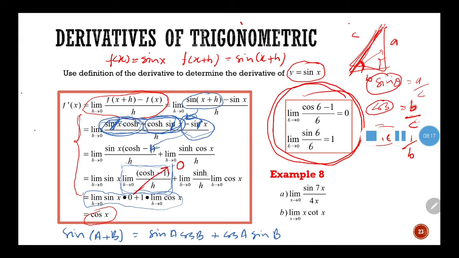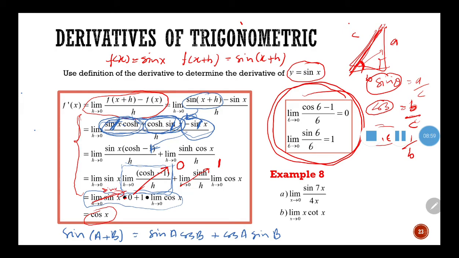And another term, we have the limit of sin h over h as h approaches 0. This term is equal to 1. Good. So that's why here I write times 0 plus 1 times the limit of cos x. So the limit of sin x as h approaches 0 times 0 will definitely become 0 because sin x has nothing to do with h. If we take the limit of sin x as h approaches 0, this is a constant. h and x don't depend on each other, so this one is still sin x.